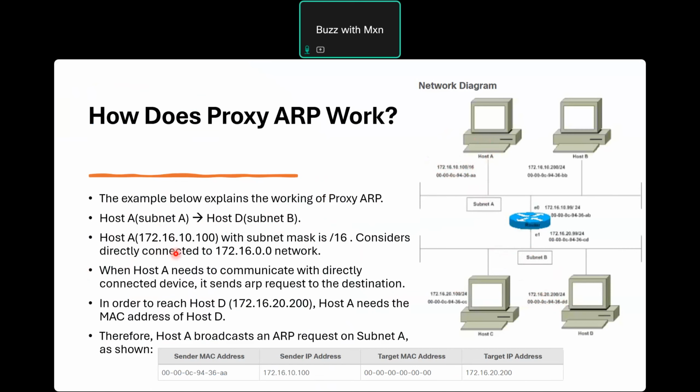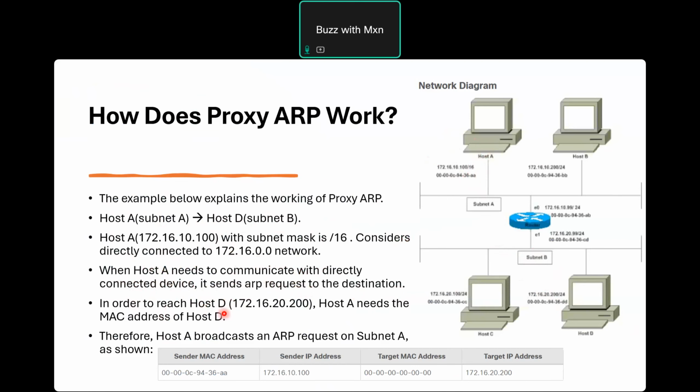Host A, 172.16.10.100 with subnet mask 16, considers host D directly connected to this network, as already stated. Whenever the host wants to communicate with directly connected devices, it sends an ARP request. So in this case as well, host A will send the ARP request to the destination, that is host D.